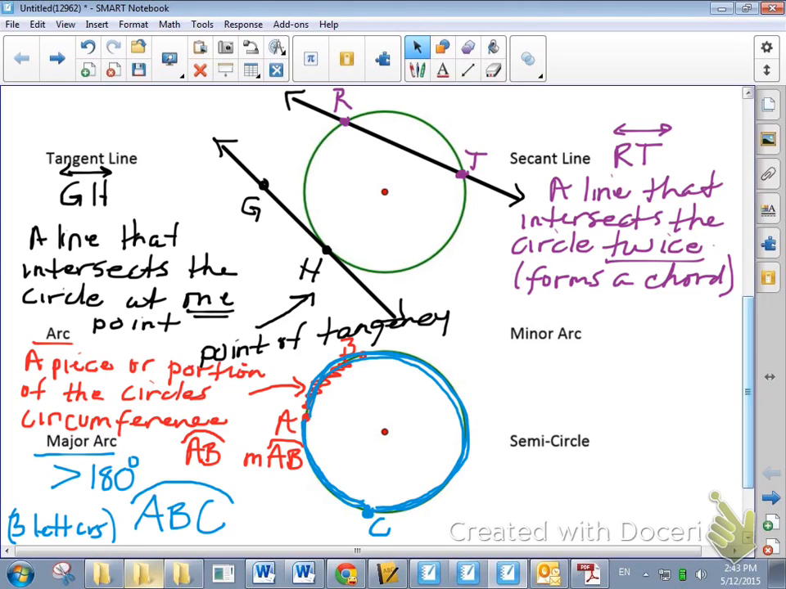Okay, the minor arc, let me change colors here. Let's go orange. The minor arc, if I want to name a minor arc, say AC, it's the short path. I'm just going to use 2 letters. So I say AC. Okay, just with 2 letters. Okay, and a minor arc is an arc that's less than 180. So let me squeeze this in here. It's going to be less than 180 degrees.